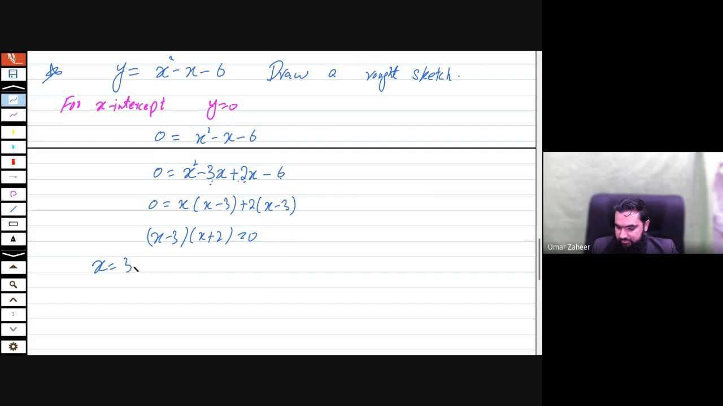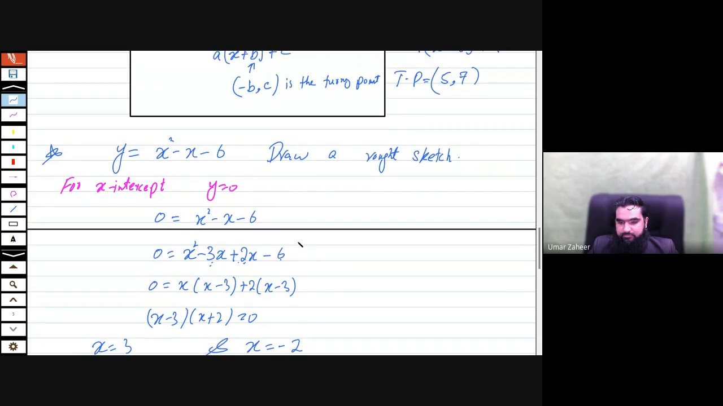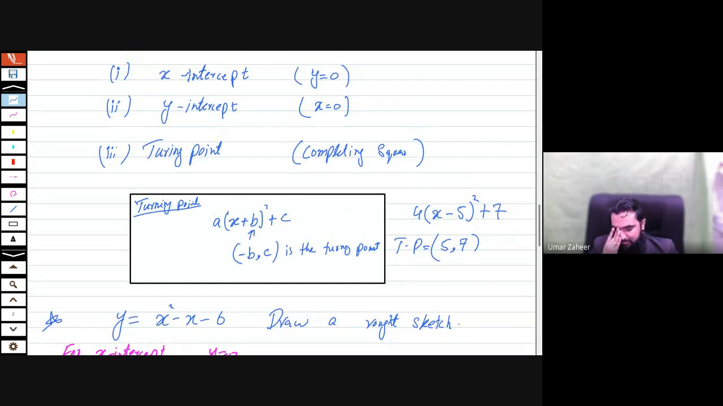So x is equal to 3 and x is equal to minus 2. So I'm going to get 2 points. They are the x-intercepts. Is it clear? Yes, sir. Now what do we have to find next? The y-intercept.